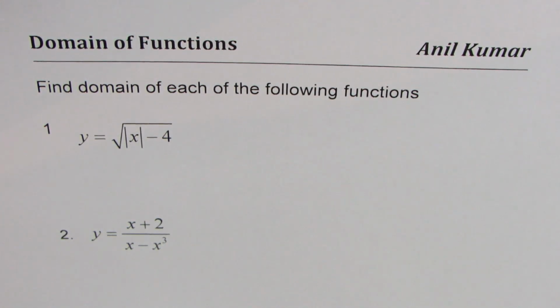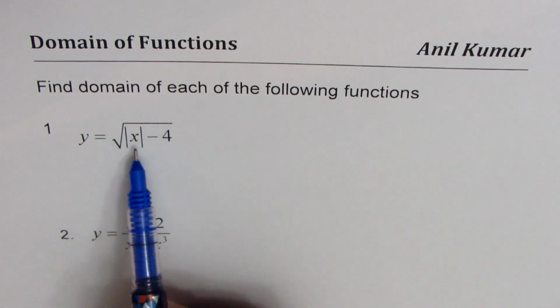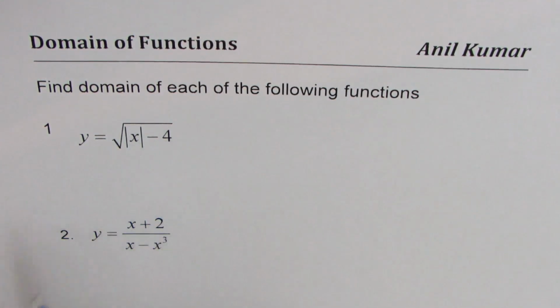The question here is, find domain of each of the following functions. The first one here is y equals square root of absolute x minus 4. And the second one is y equals x plus 2 divided by x minus x cubed. You can pause the video, answer the question, and then look into my suggestions.